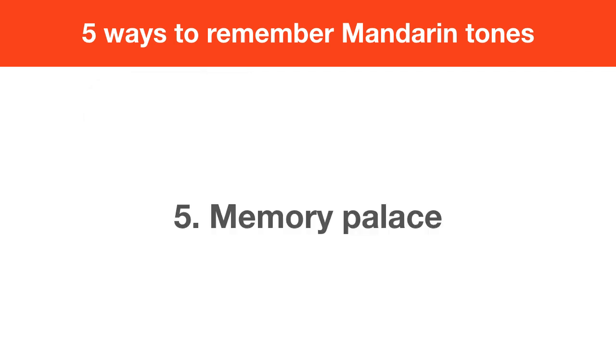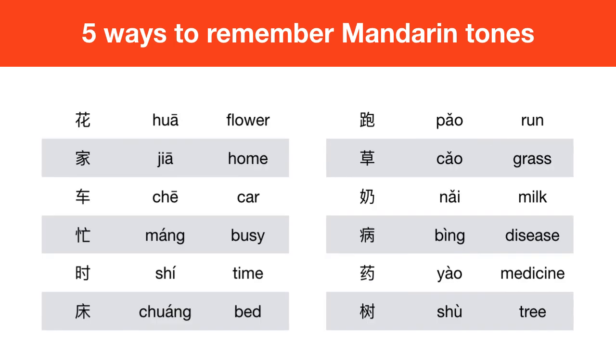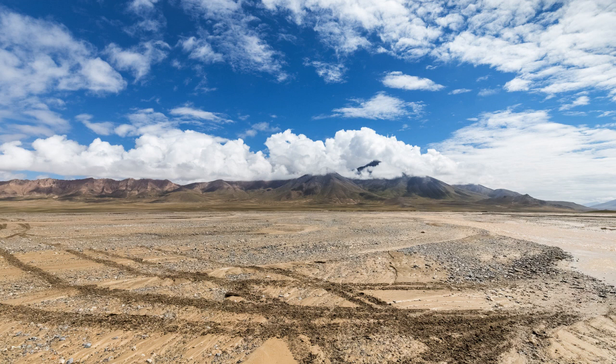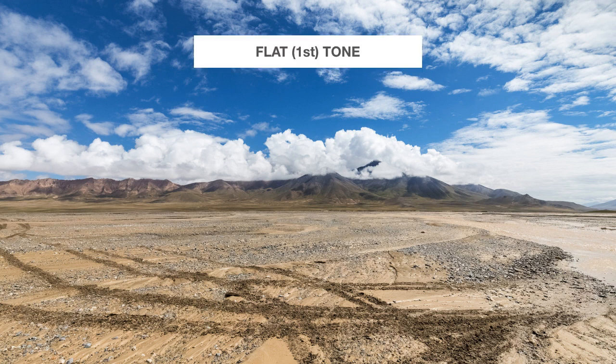And finally, number 5, memory palace. Let's say that you want to remember the tones for these 12 characters. Imagine yourself in a very high and very flat place, for example, the Tibetan Plateau. The altitude is very high, the air is very thin, and the terrain is very flat. This place represents the high flat tone.